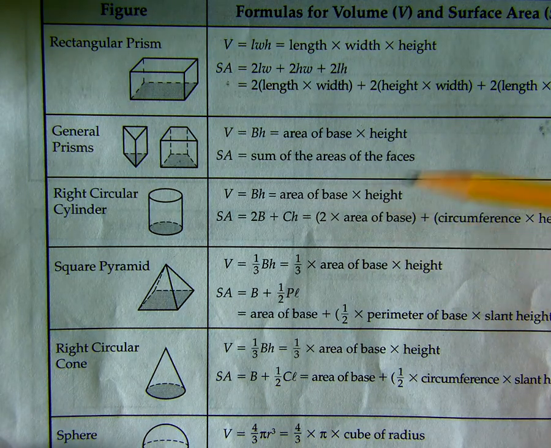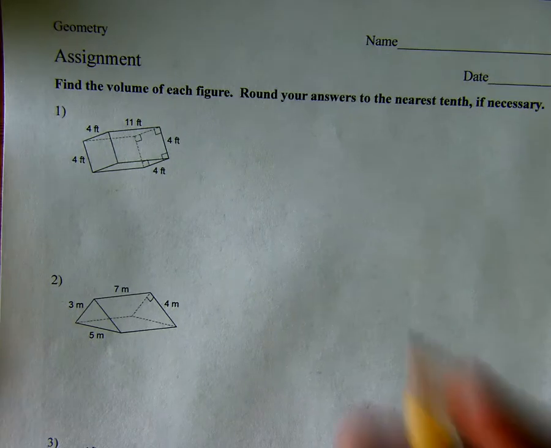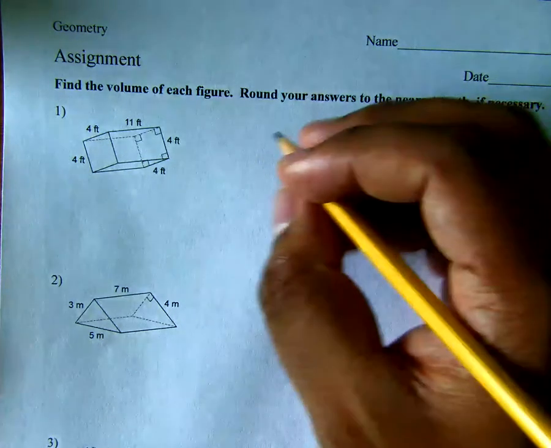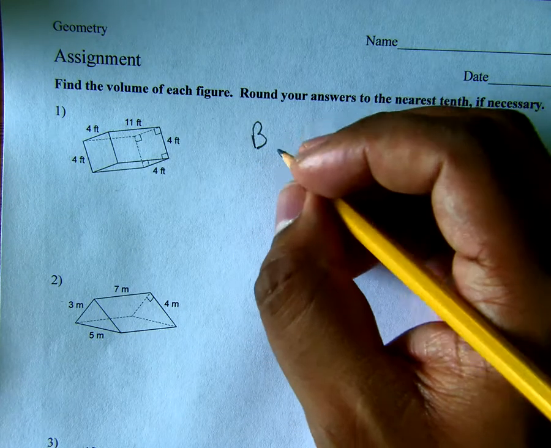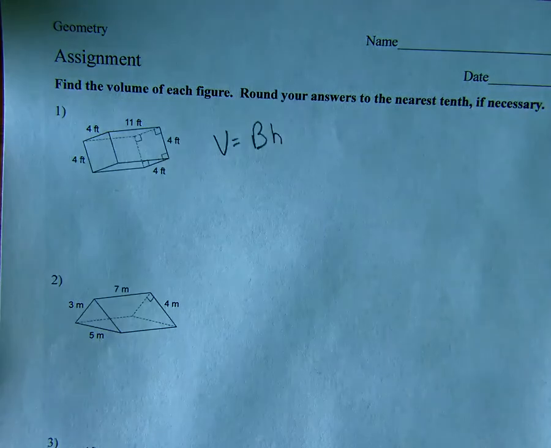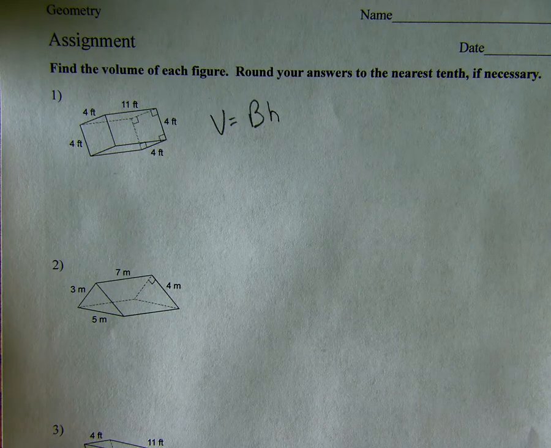V is equal to base times height. But understand that it's not the regular base we were doing with area. It's a capital letter B, which refers to the area. So I'm going to write that here. Volume is equal to base times height, with a capital letter B. Okay, so that's the main formula we're going to use for working with these prisms and cylinders.